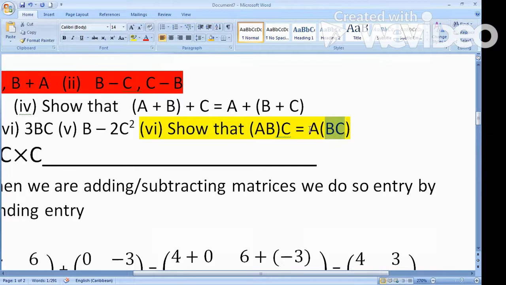Now you multiply B times C, get your answer and put A in front of it, and you check to see if the left-hand answer is equal to the right-hand answer. If so, then you could say multiplication of matrices obeys the associative law. We noticed that addition of matrices obeys the associative law. But does multiplication obey it? We don't know. Let us investigate.